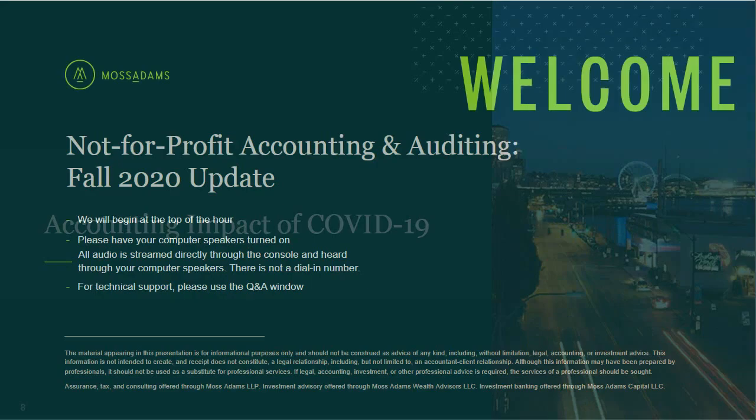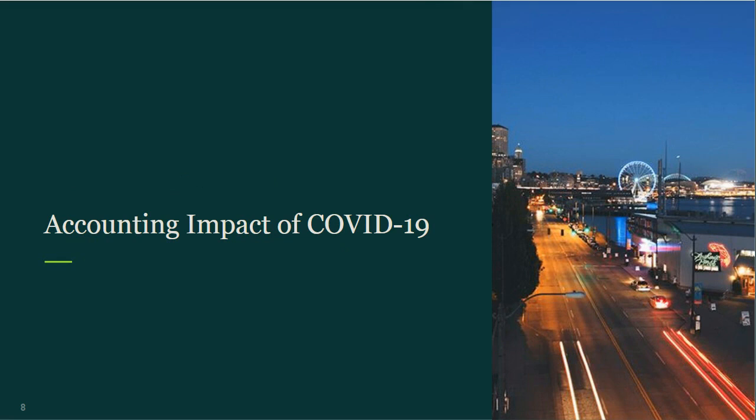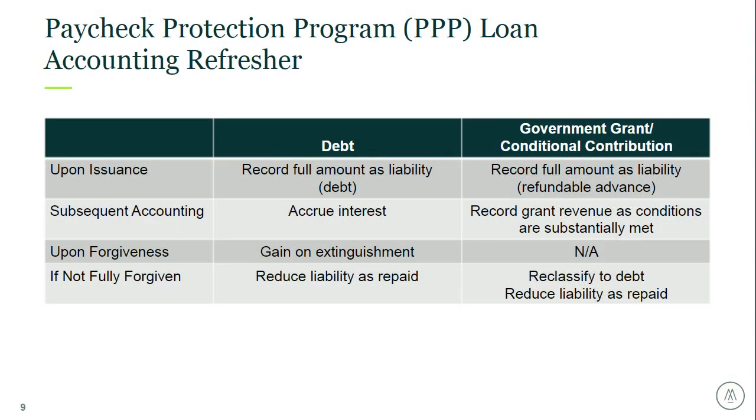We will start again with the accounting impact of COVID-19, and we will start specifically with the Paycheck Protection Program loan. I think this is the most common new change here in 2020 that organizations are seeing. I know a lot of entities across industries, across different sizes are getting PPP loans. And so we did want to do a quick accounting refresher for how those loans should be accounted for.